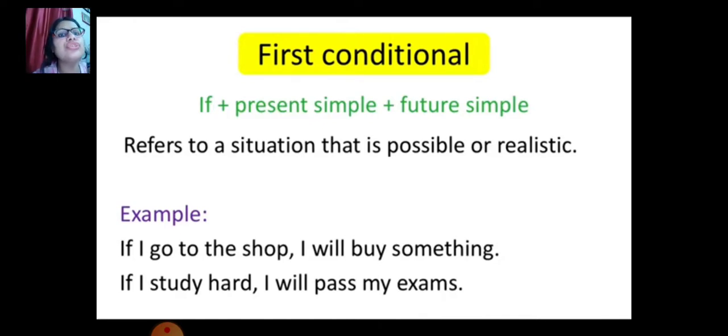If I go to the shop, I will buy something. So obviously if I'm going to the shop, I will buy something. If I study hard, I will pass my exams. So you see carefully, before the comma, the first part of the sentence is in the simple present, and the second part has will. Both of the sentences contain will. You can see clearly that the second parts are in future simple. Hope it is understood to you.